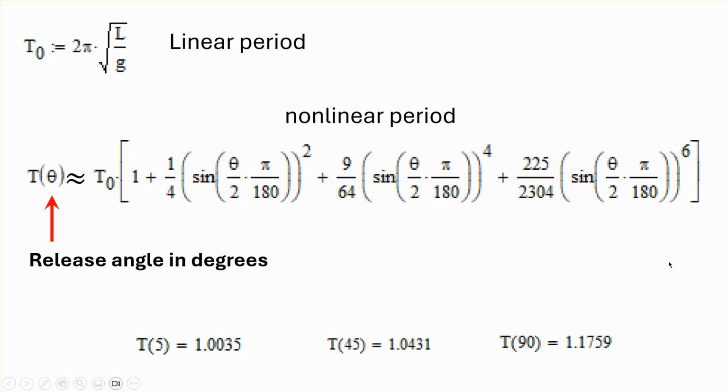Okay. So what I'm going to do is model this thing and release it from 5 degrees, and then 45 degrees and 90 degrees. And this formula predicts that the period of oscillation for angles larger than 7-8 degrees is going to depend heavily on the actual angle. For example, at 90 degrees, it's going to oscillate at almost 1.18 seconds, as opposed to almost 1 second.